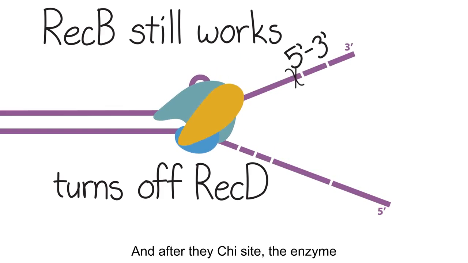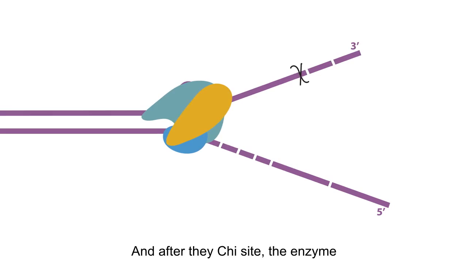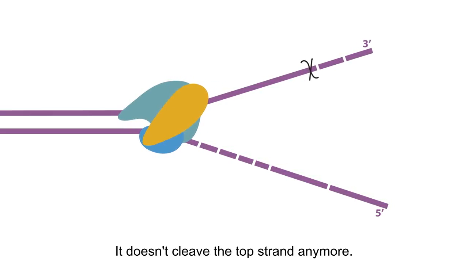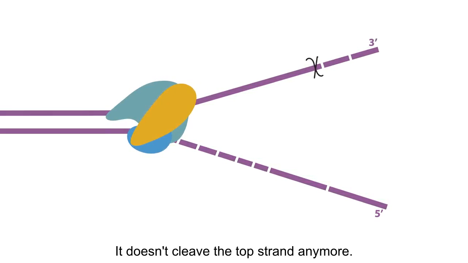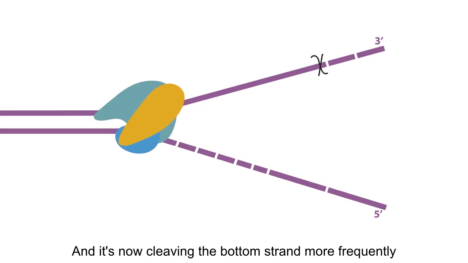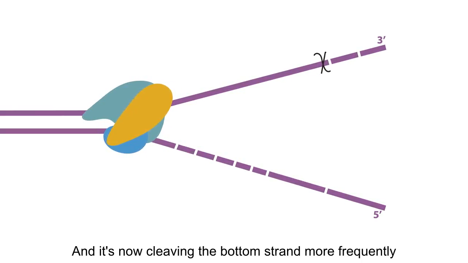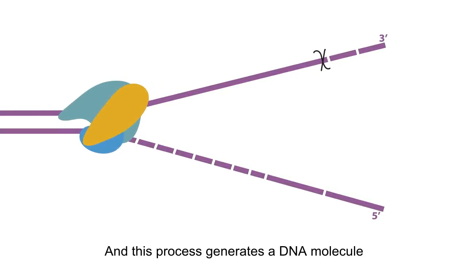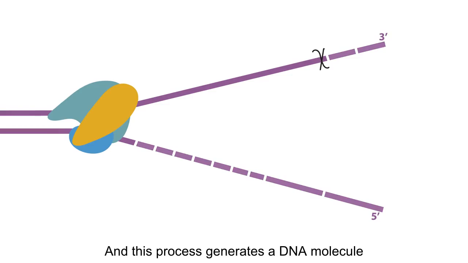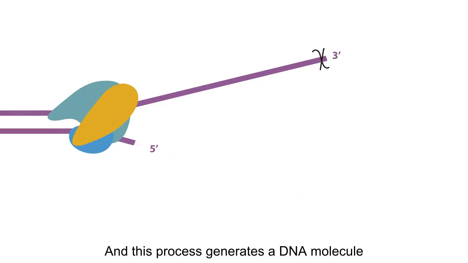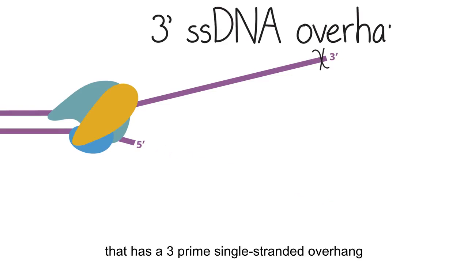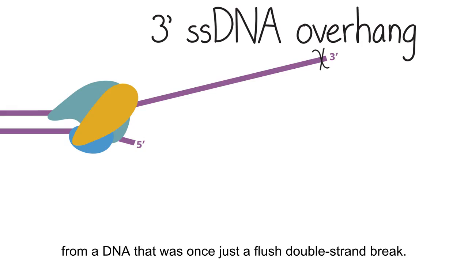And after the Chi site, the enzyme only cleaves the bottom strand. It doesn't cleave the top strand anymore. And it's now cleaving the bottom strand more frequently because it's moving slowly. And this process generates a DNA molecule that has a 3' single-stranded overhang from a DNA that was once just a flush double-strand break.